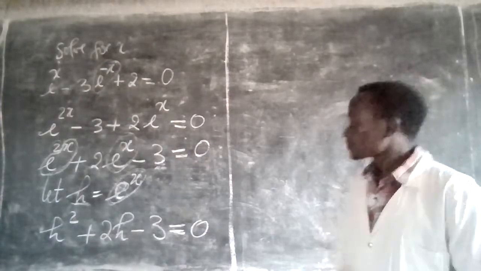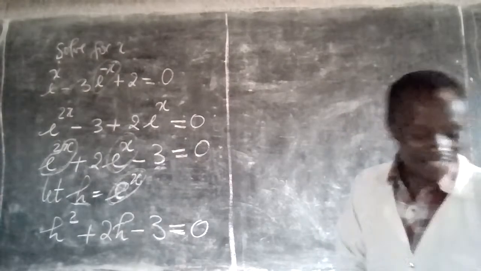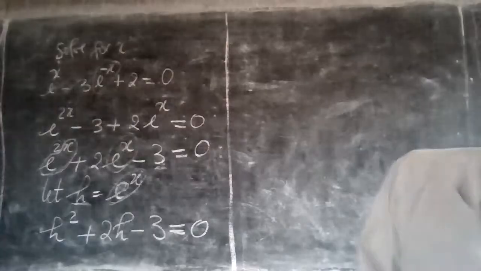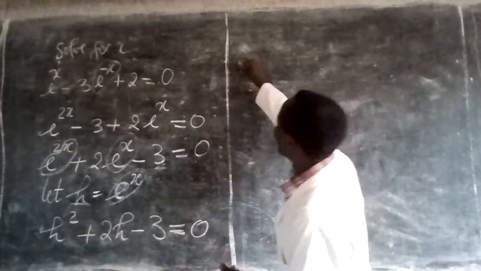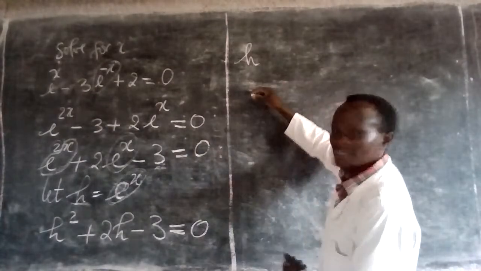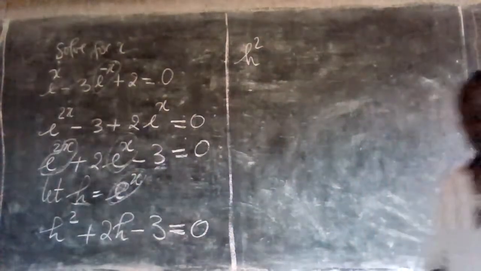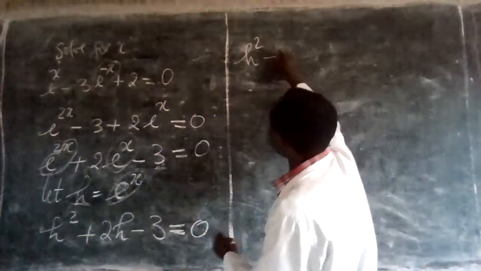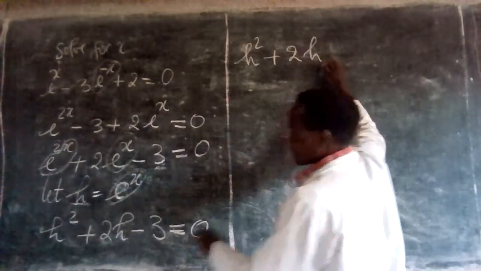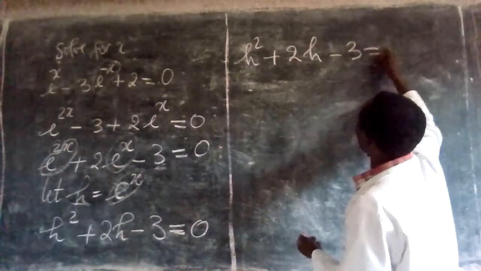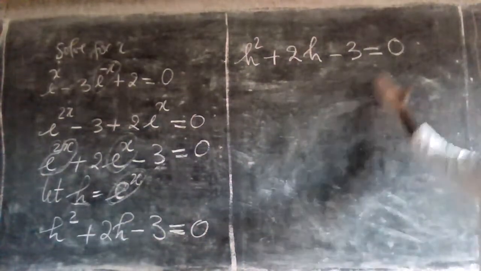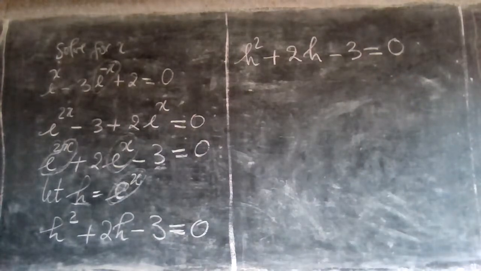Now let us continue. We are going to factorize. Yes, sir? We have h, this is h square. Now, h square plus 2h minus 3 is equal to 0. We are going to factorize it.